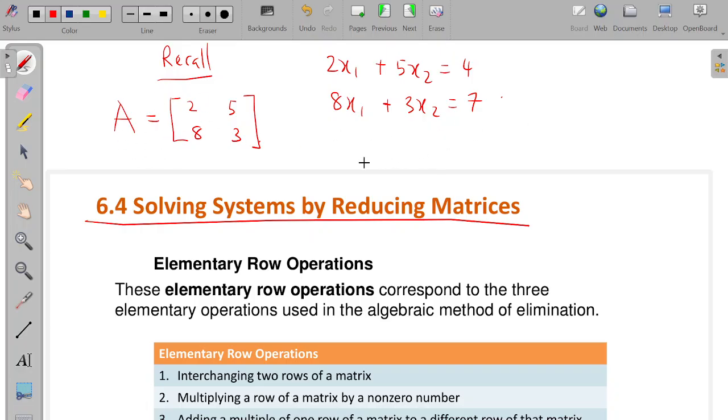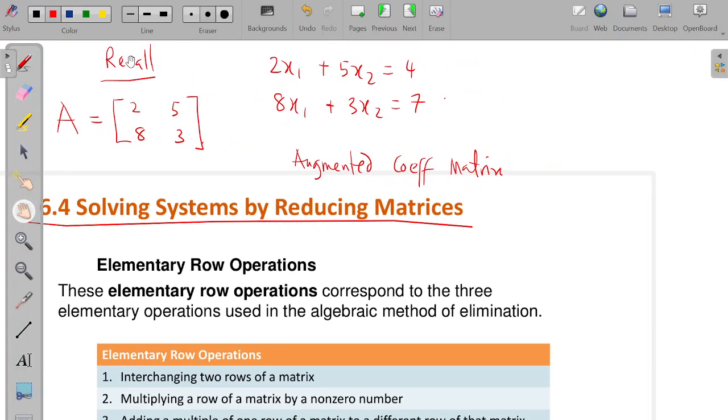Now, when we include the right-hand side of the equation into the coefficient matrix, that is what we call the augmented coefficient matrix. That gives us 2, 5, 8, 3, then 4, 7. This is the augmented coefficient matrix, but this is the coefficient matrix.